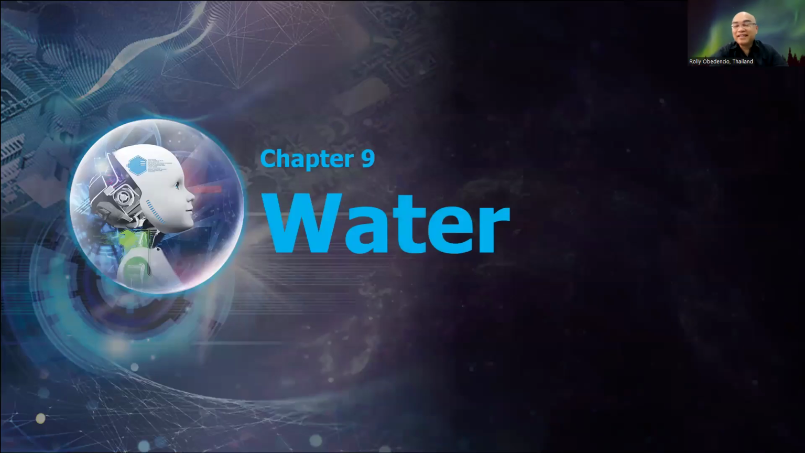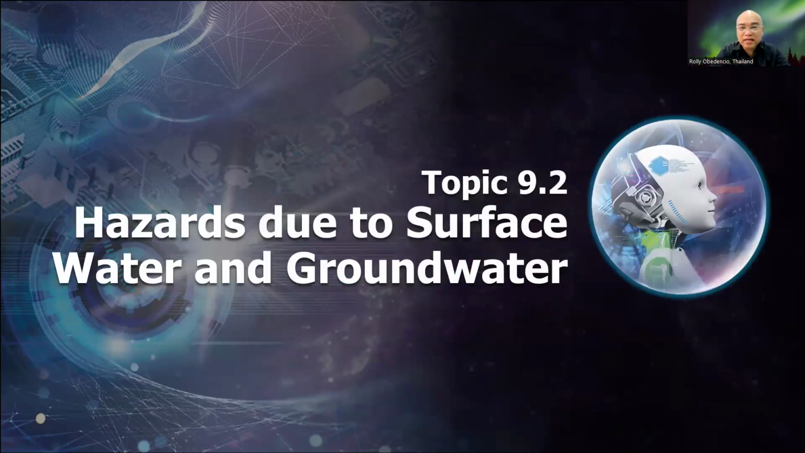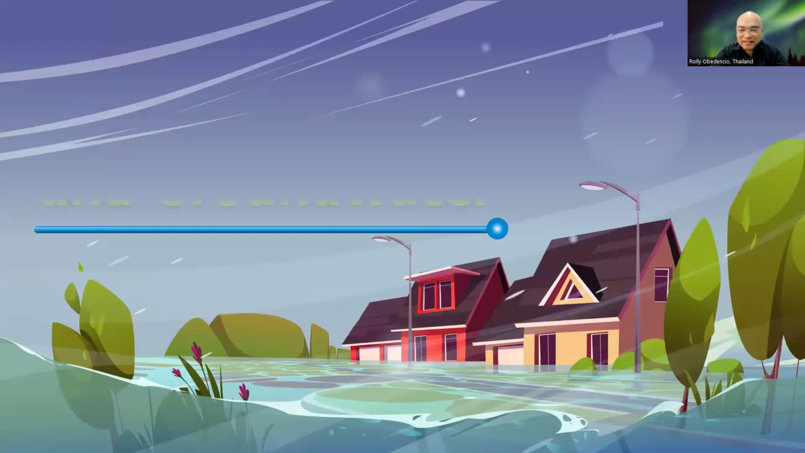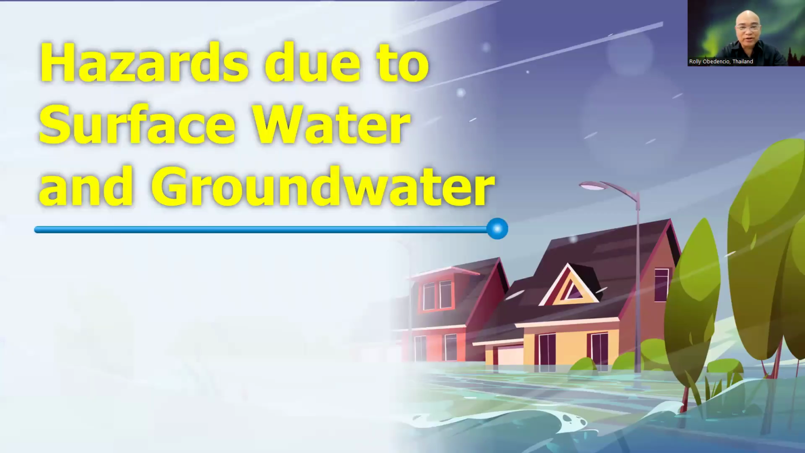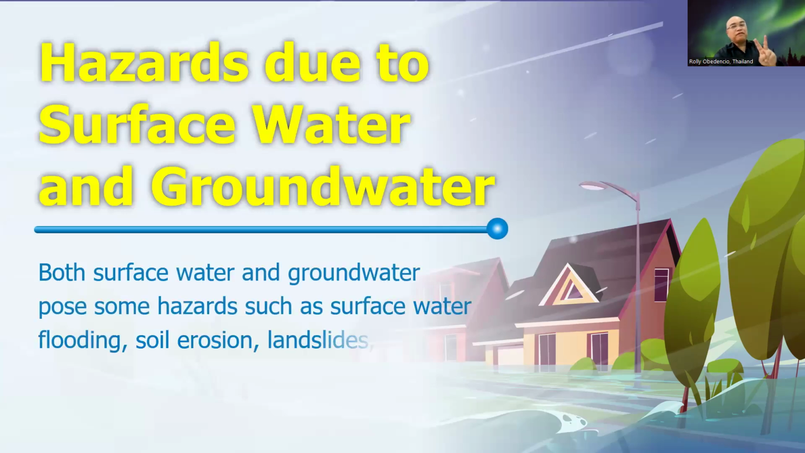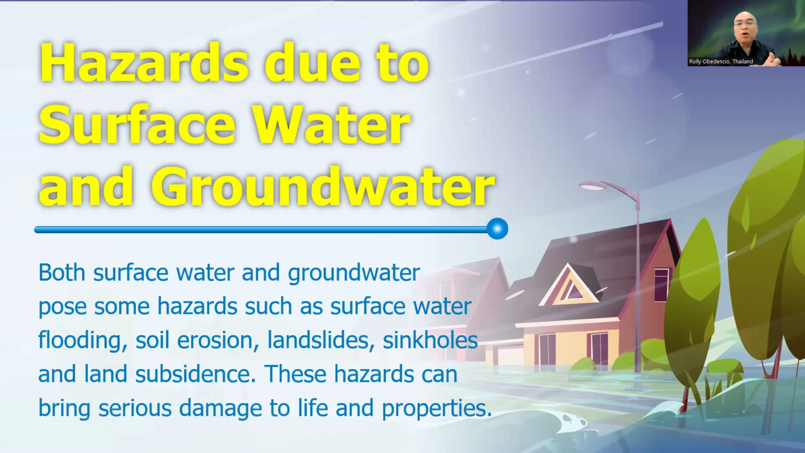All right, chapter 9 about water, but this is topic 9.2, hazards due to surface water and groundwater. Okay, now look, what are the hazards due to surface water and groundwater? Do you know them? Both surface water and groundwater pose some hazards such as surface water flooding, soil erosion, landslides, sinkholes, and land subsidence. These hazards can bring serious damage to life and properties.